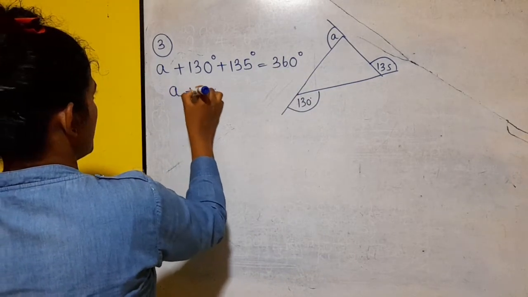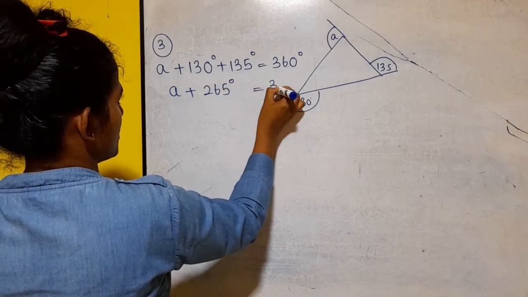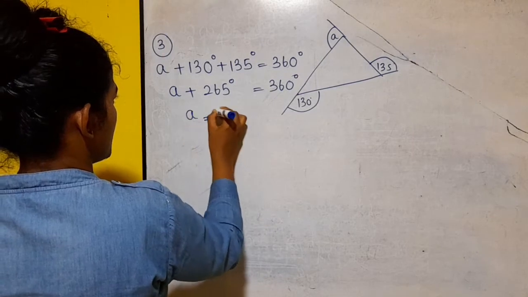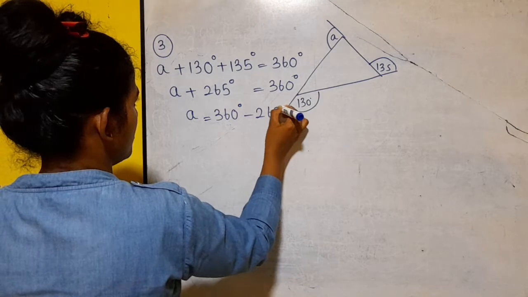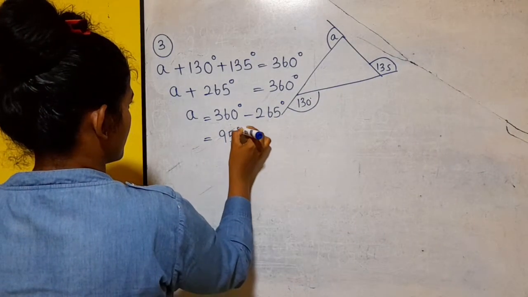So here sum is 265 degrees. That is equal to 360. You can find A by subtracting 265 from 360. That will be 95.